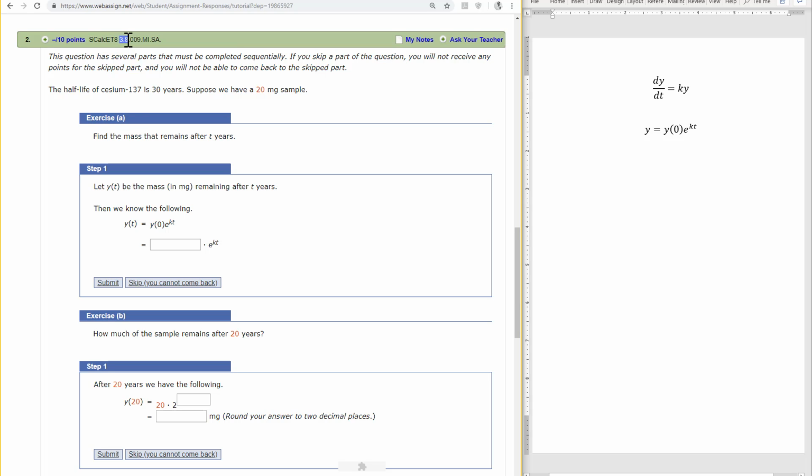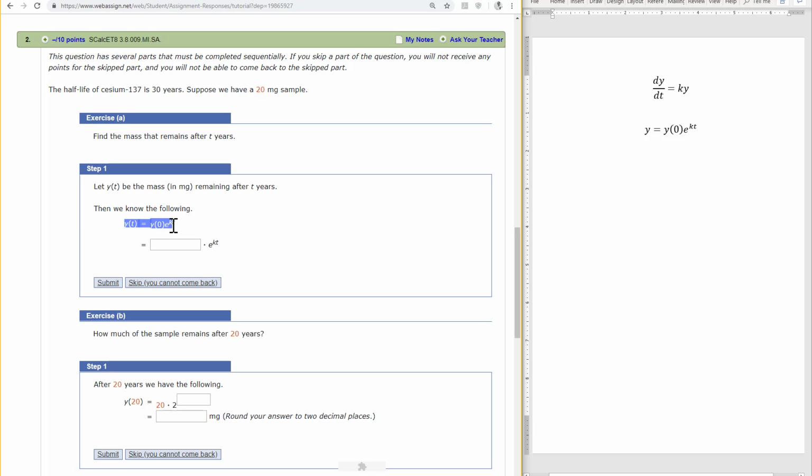This is a lab problem from section 3.8. It says here that the half-life of cesium-137 is 30 years. So 30 years is our half-life. Suppose we have a 20 milligram sample. We want to find the mass after t years. So we basically want to find the function that's going to model this.